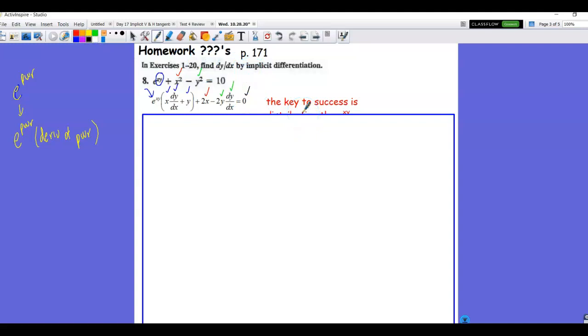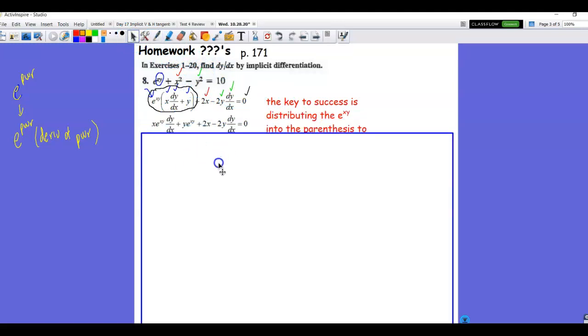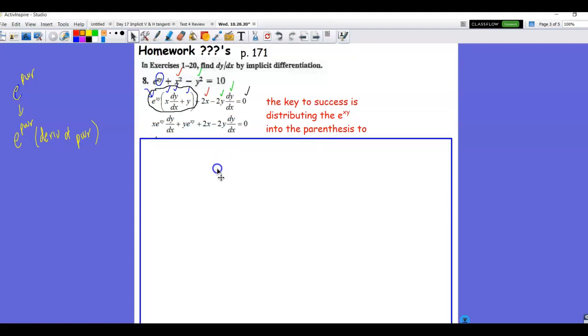Okay? Now, we have to get the dy dx term by itself, so what I'm noticing right here in this first term, I'll circle it for you. This first term has a multiplication going on. There is a dy dx that is locked, so to speak, on the inside of those parentheses, and I can't start manipulating that dy dx until I get it out of there. So the key to success here is distributing the e to the xy term in order to unlock, so to speak, the parentheses to get that dy dx out of there.